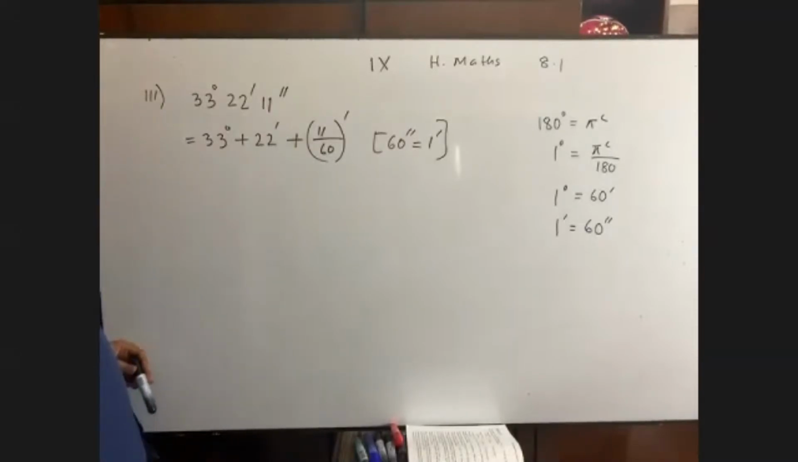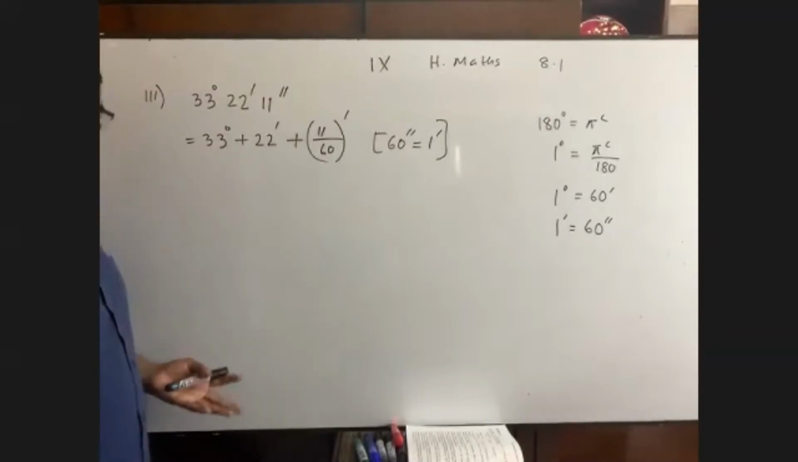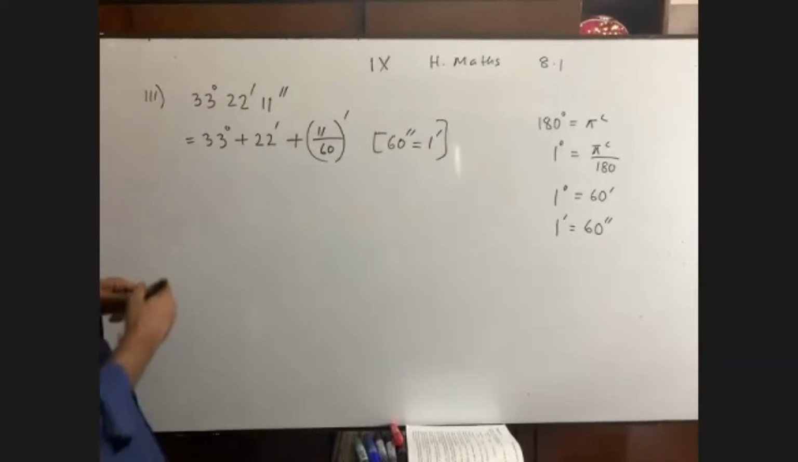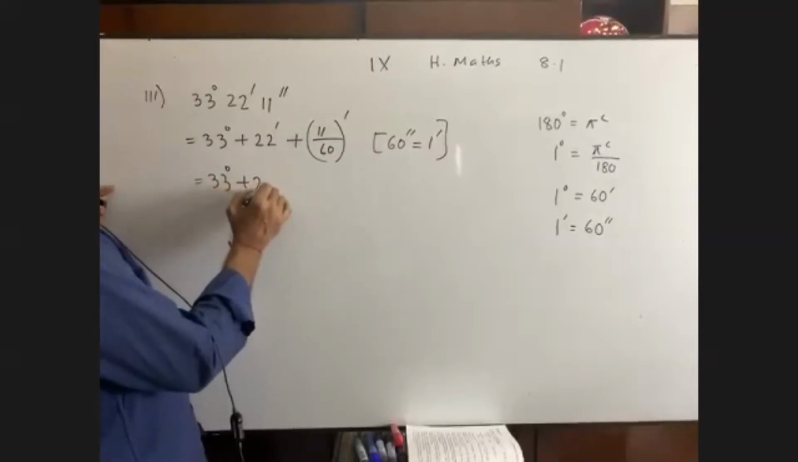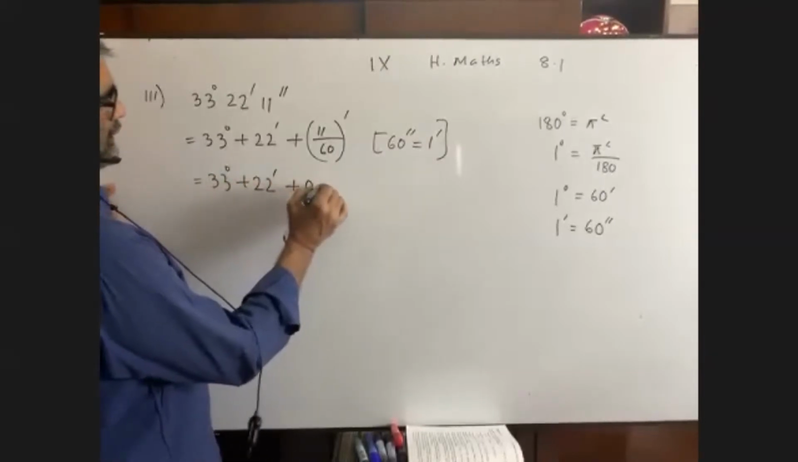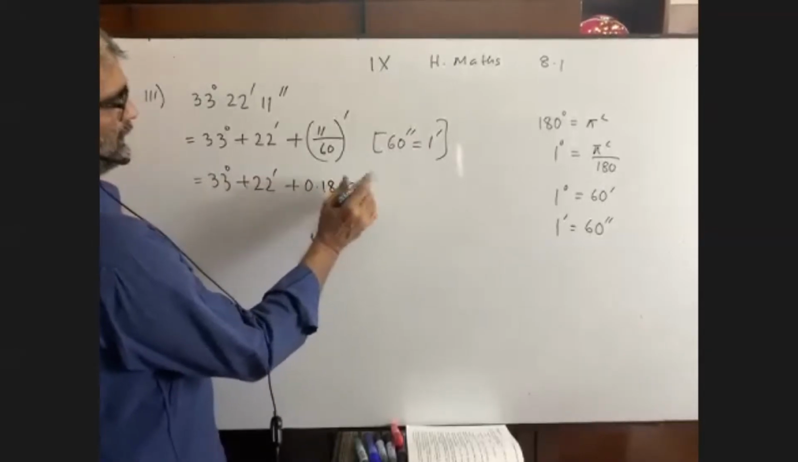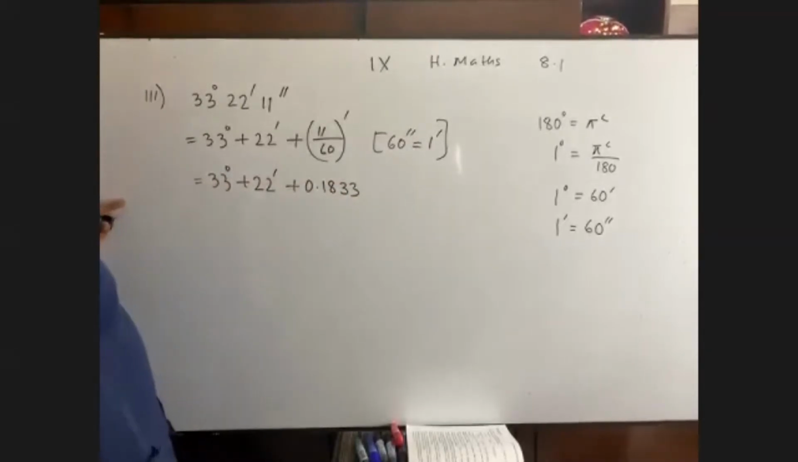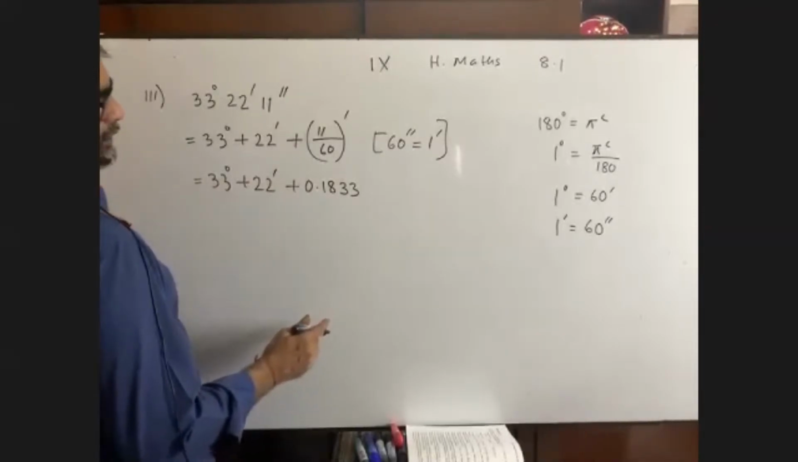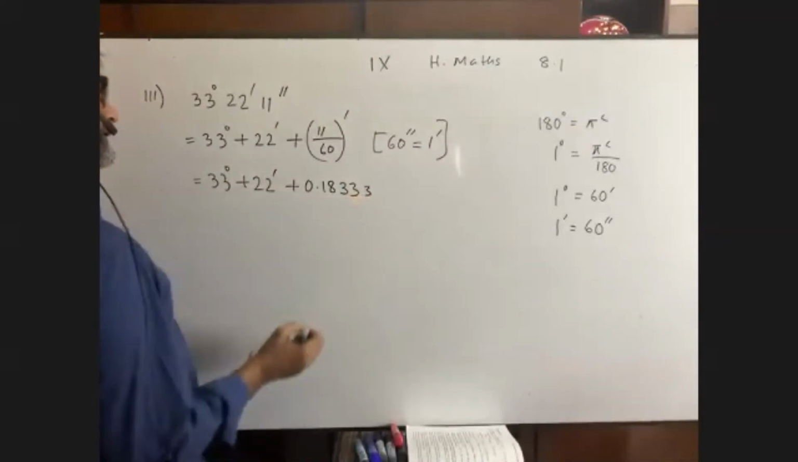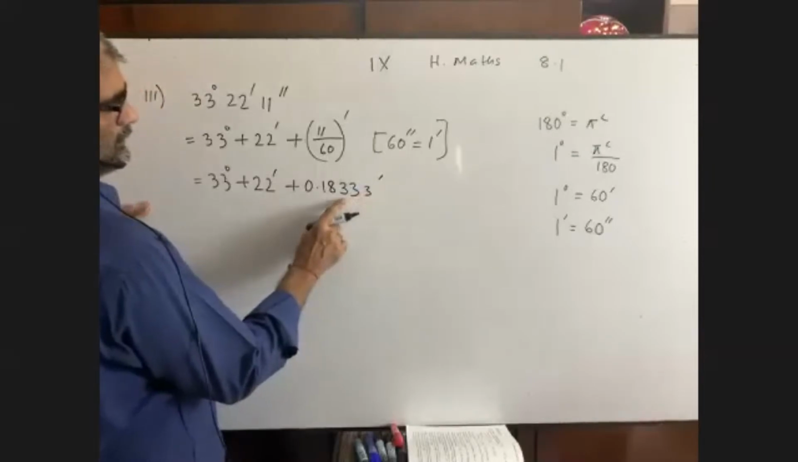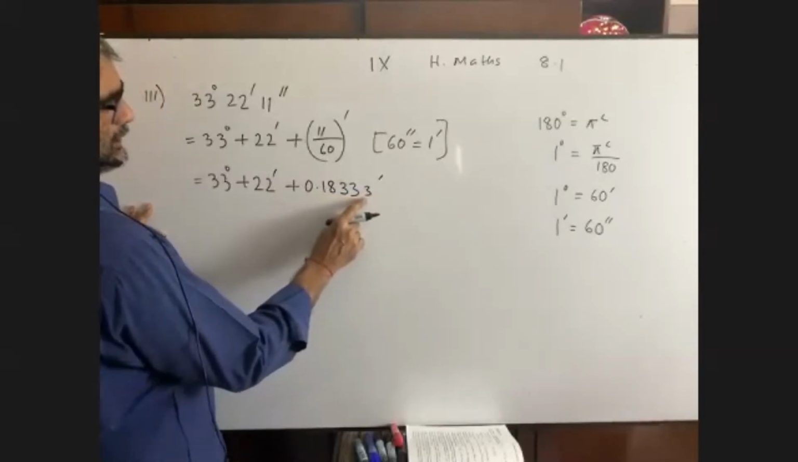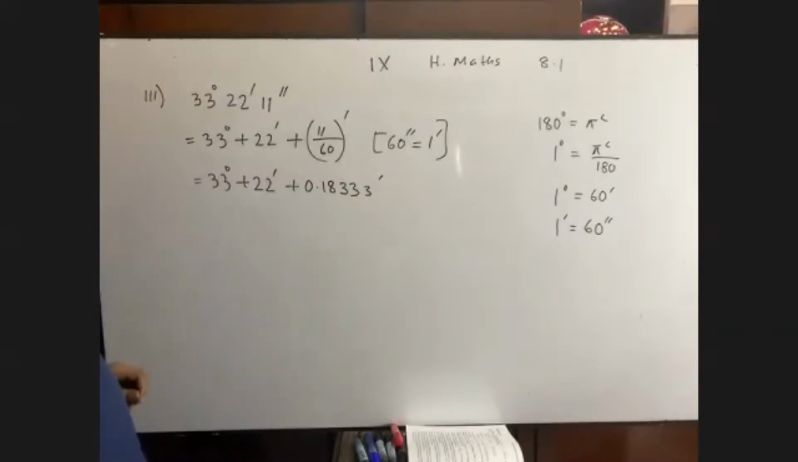What is the result? 11 by 60 is 0.1833. So 33 degree, 22 minute, 0.1833. There are three threes. So it is 22.18333, right? Yes, sir. Okay.